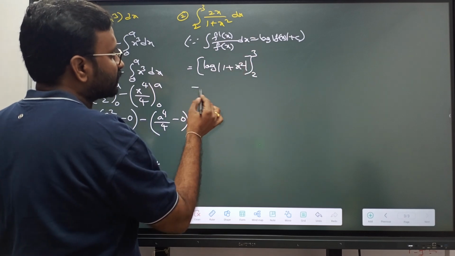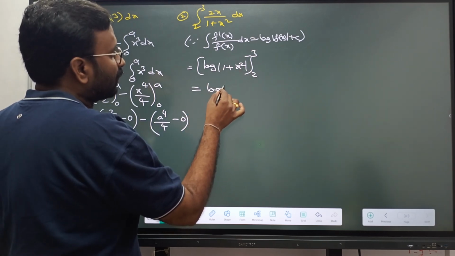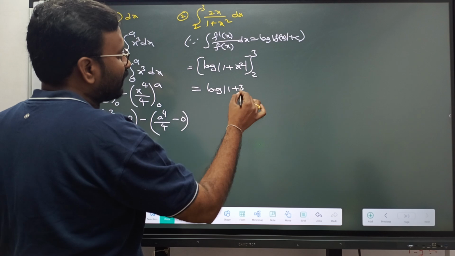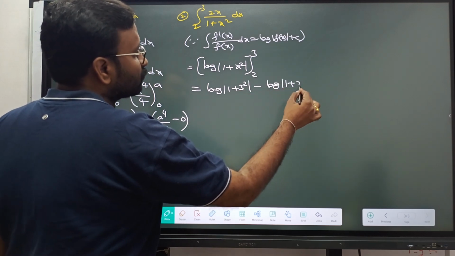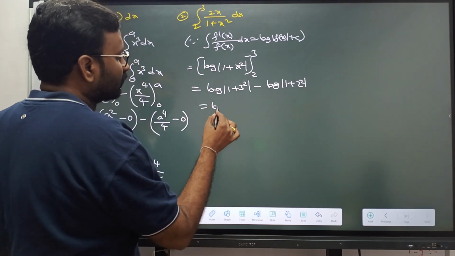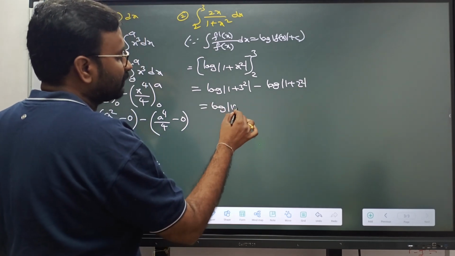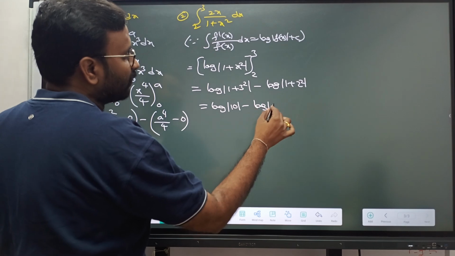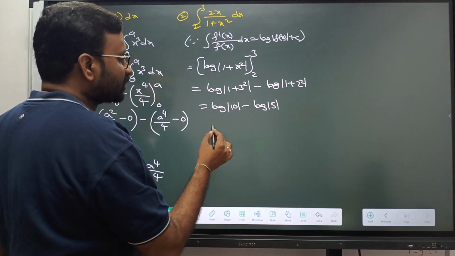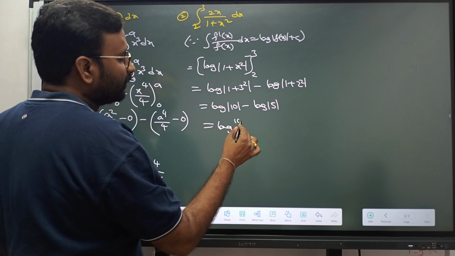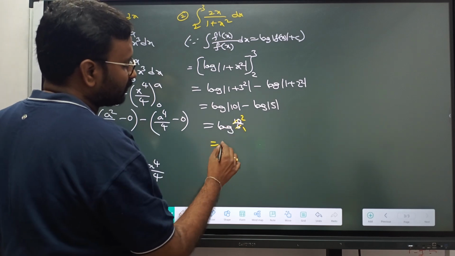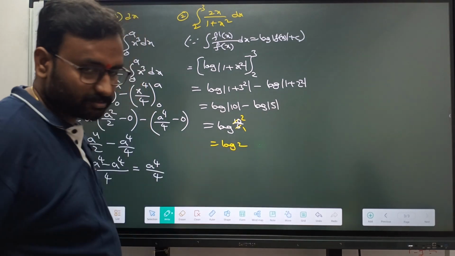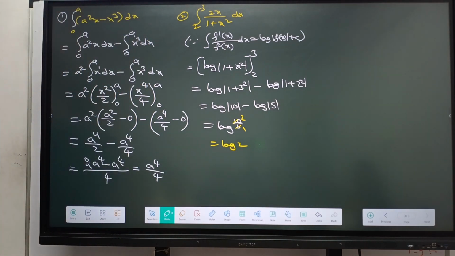Limits we have to write, that is 2 to 3. First write upper limit, log mod 1 plus 3 square, minus lower limit, log mod 1 plus 2 square, which is equal to log mod 1 plus 9, 10, minus log mod 5. Log a minus log b is log a by b, right? A by b means 10 by 5, which is 2. So the answer is log 2. Understand? Next.